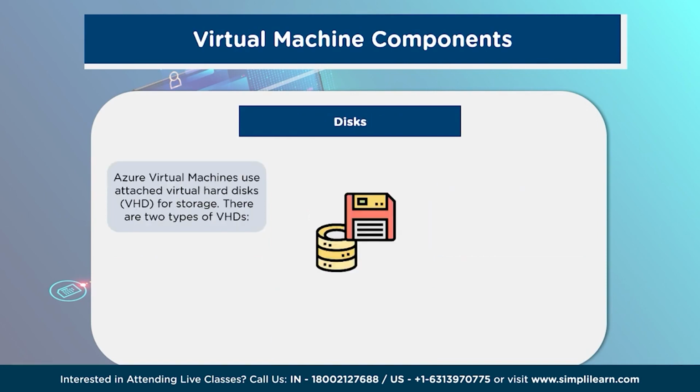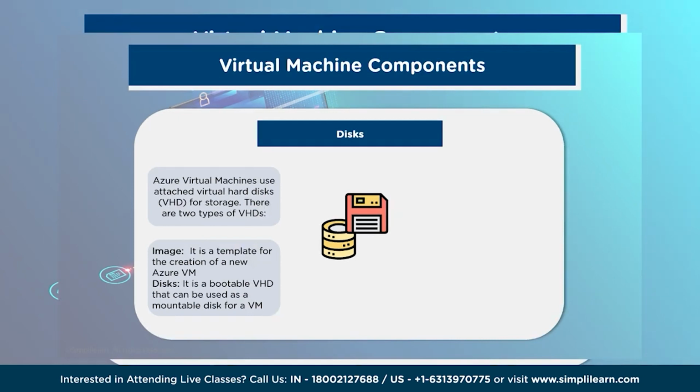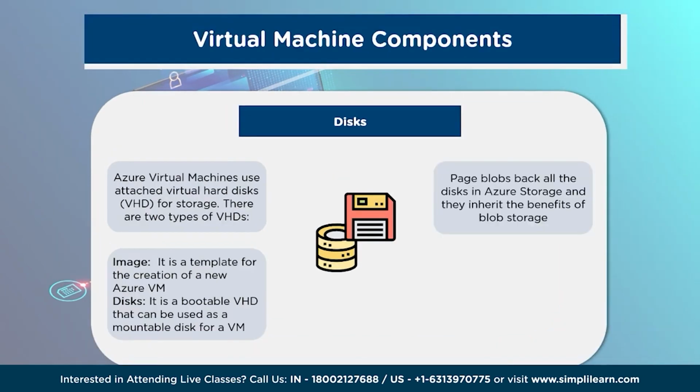The next component is disks. Azure Virtual Machines use attached virtual hard disks for storage. There are two types of virtual hard disks. First is an image. It is a template for creation of new Azure Virtual Machine. Then we have disks. It is a bootable virtual hard disk. All durable disks are backed up by page blobs in Azure Storage. Therefore, the disks inherit the benefits of blob storage, high availability, durability, and many more. The disks are mounted as drives on the VM.